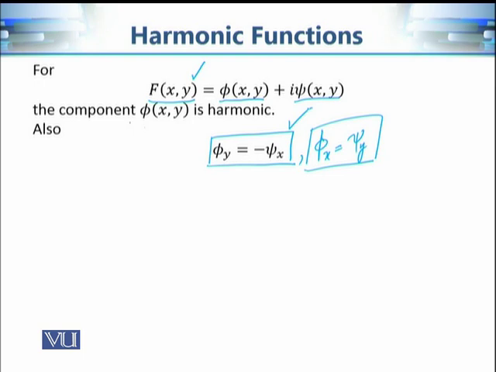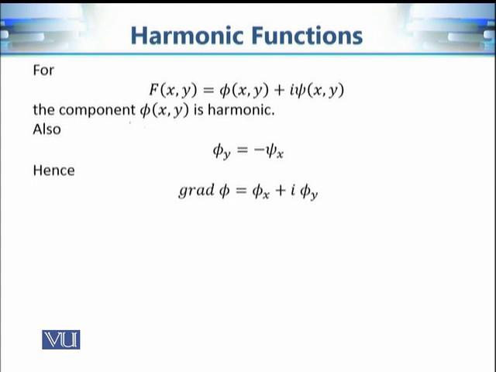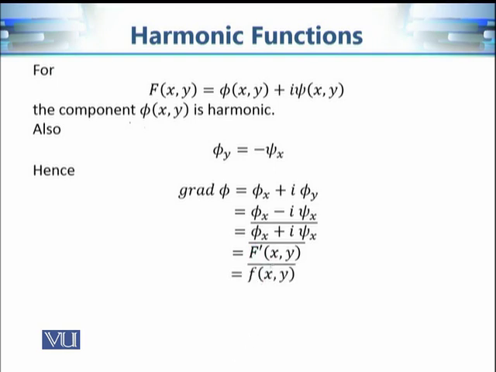Now let's see how this is going to help us in finding the potential. What is the gradient of this phi? The gradient of phi is phi x plus iota phi y. And what do we know about phi y? This is equal to minus iota psi x, using this condition. What does this imply? This is the conjugate of phi x plus iota psi x, and this is in fact the derivative of capital F of xy. And what is capital F prime of xy? This is in fact f of xy, because this is the antiderivative.